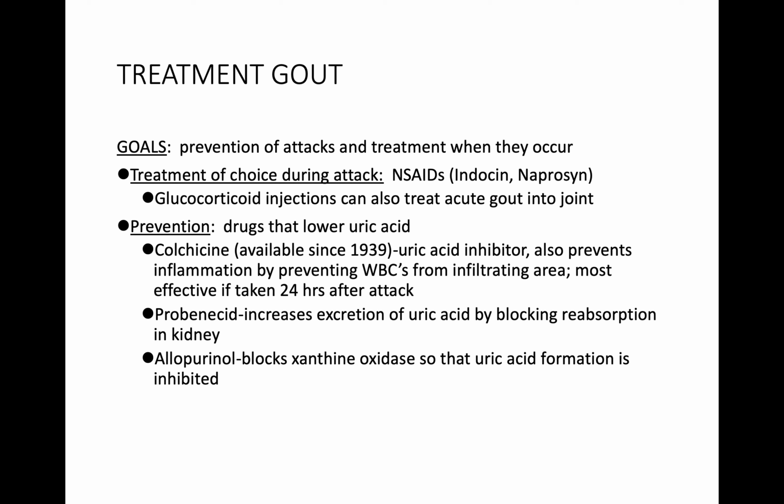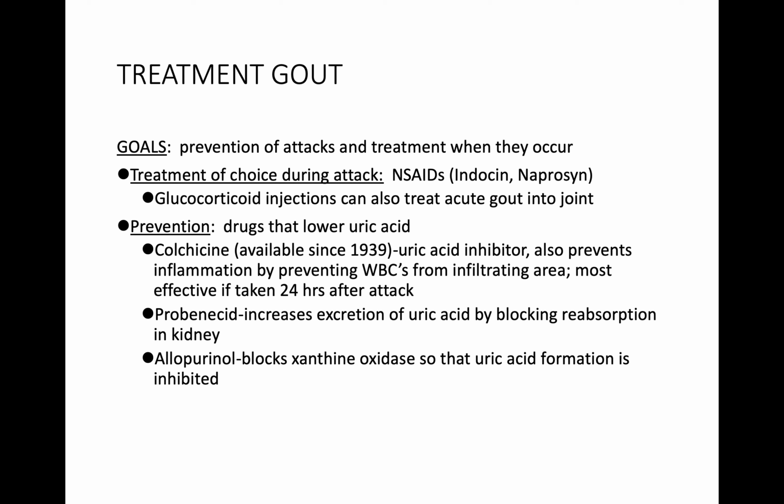Glucocorticoid injections, potent anti-inflammatory, treat acute gout into a joint, and they may just inject it right into the joint. Prevention, we have some drugs that actually lower uric acid, but in different ways. Colchicine has been available since the late 1930s. It's a uric acid inhibitor, so it inhibits the production of uric acid. Also prevents inflammation by preventing white blood cells from infiltrating an area. Most effective if it's taken 24 hours after the attack.